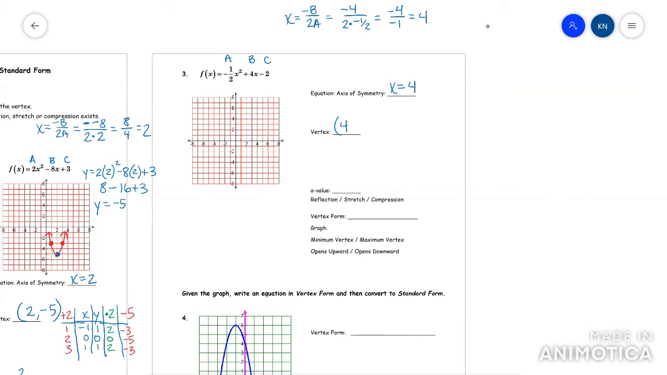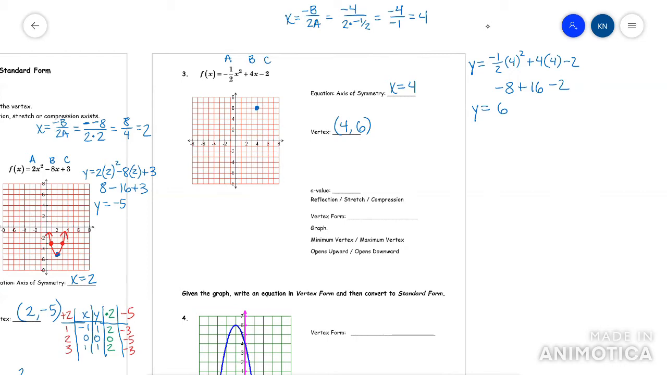Now you have to take this 4 and plug it in for your x values here and here. So that way you can solve for your y value. It would look like this. Okay, do the math a little bit. 4 squared is 16 times negative 1/2 makes negative 8. 4 times 4 is 16, then the minus 2 at the end. So this one's going to become 6. So that's the y value of my vertex, 4 comma 6. Put a dot there.